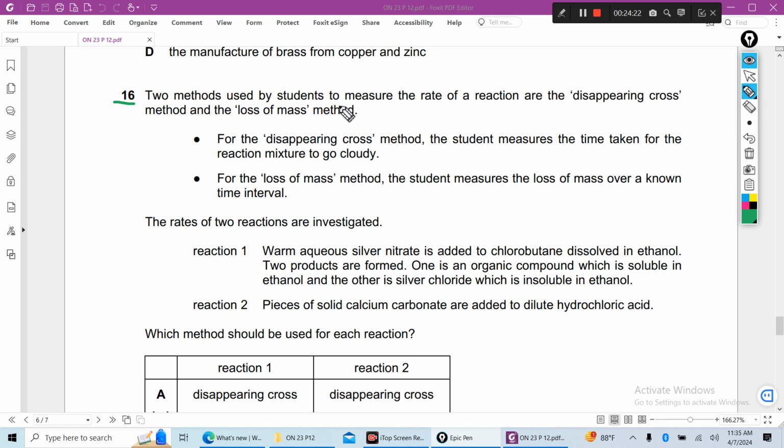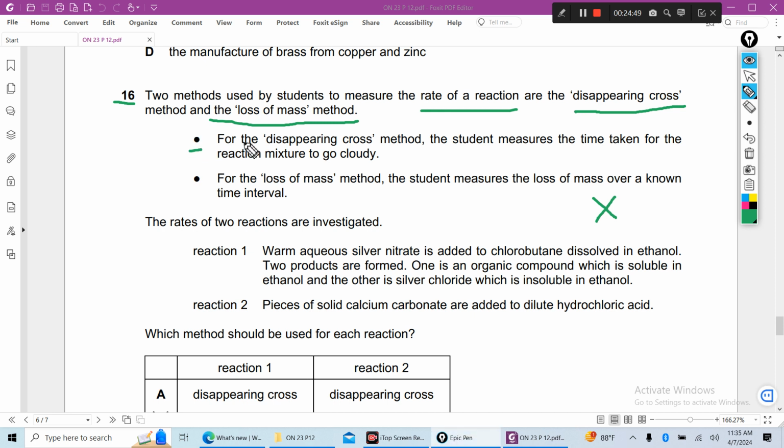Two methods used by students to measure the rate of reaction are the disappearing cross method, where the cross will disappear and you cannot see the cross through the solution, and the loss of mass method. Loss of mass method means if a product such as carbon dioxide is produced, the carbon dioxide will escape and the mass will decrease.